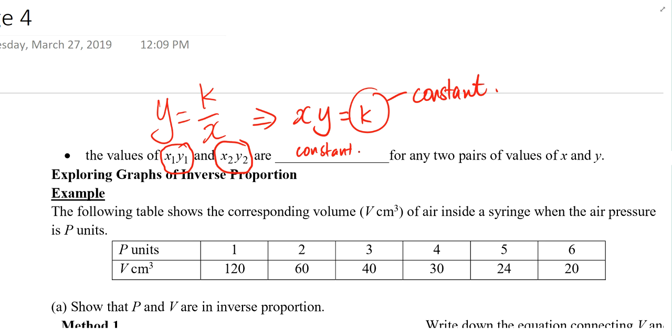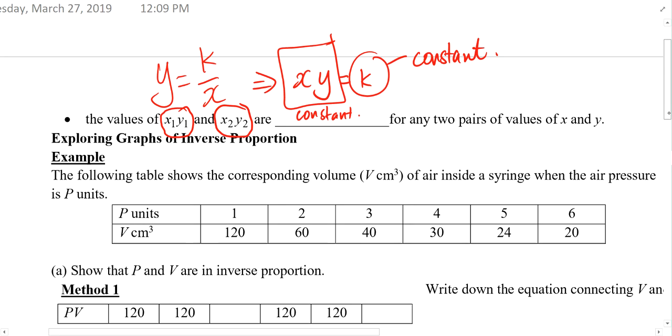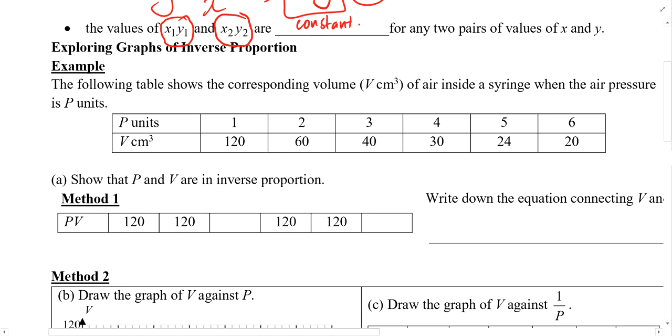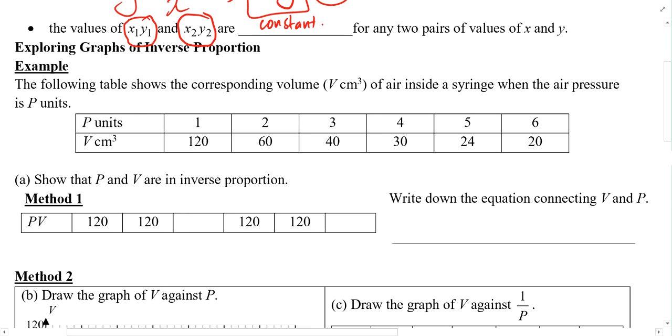This time, instead of dividing one by the other, we multiply them together to see if we get the same value. If they are, then it is inversely proportional. So let's illustrate this with this example. So we've got volume and air pressure.